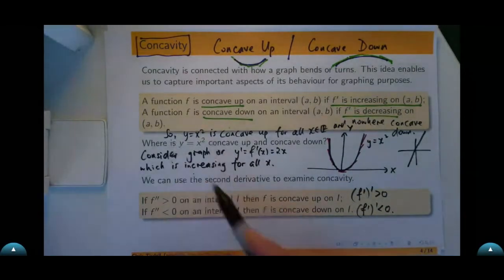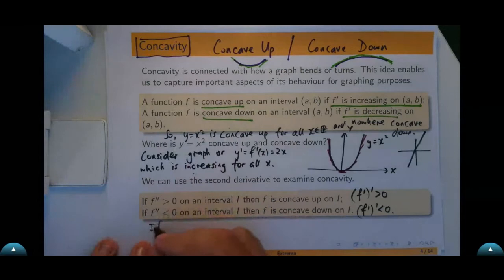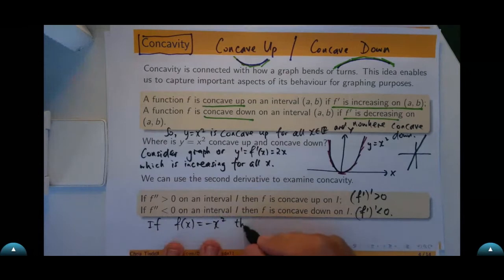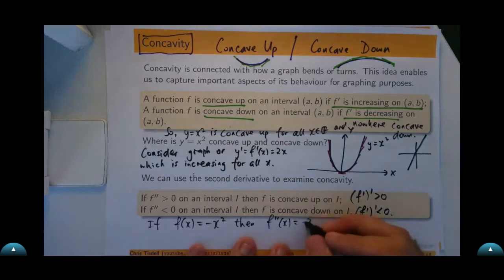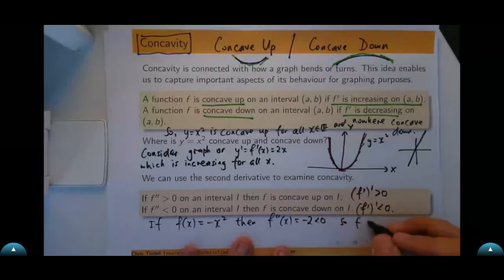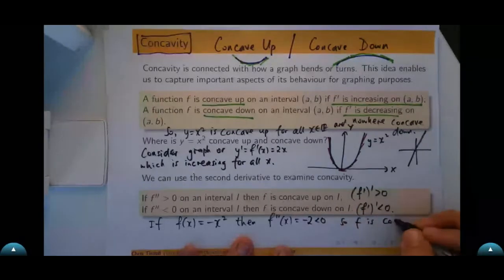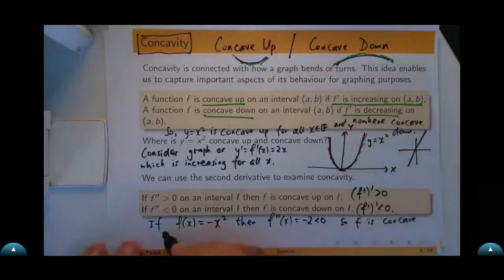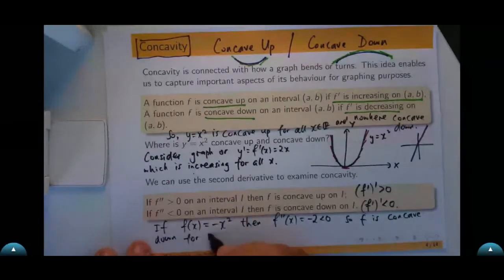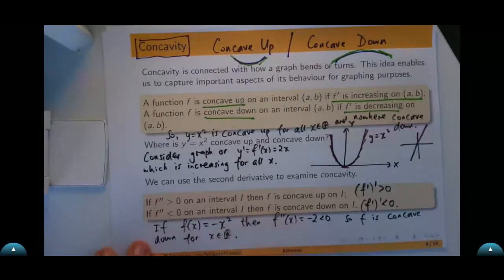So let's say up here, let's say you had negative x squared, right? Then let's look at the second derivative. So the second derivative is going to be negative 2. So f is concave down for all x in this interval.